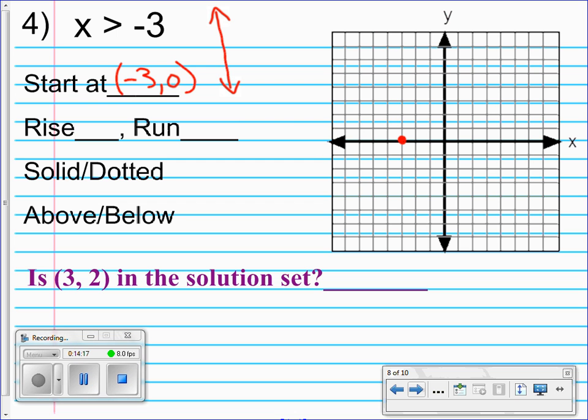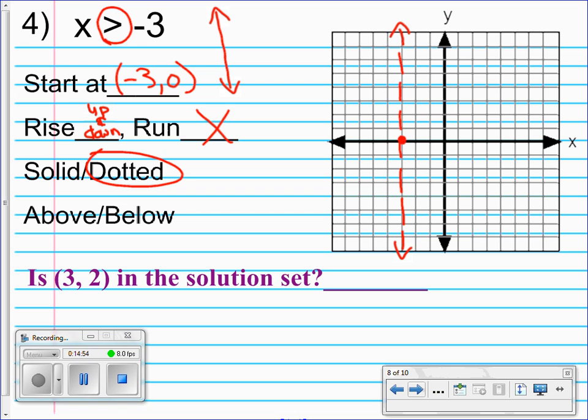It's a vertical line, so it's going to rise up and down. And it's not going to have any run to it. It will not change to the left and right. I need to determine if it's solid or dashed. The inequality says that it's going to be dashed. So I do a dashed vertical line. Putting my arrows on it because it does extend up and down and infinitely.